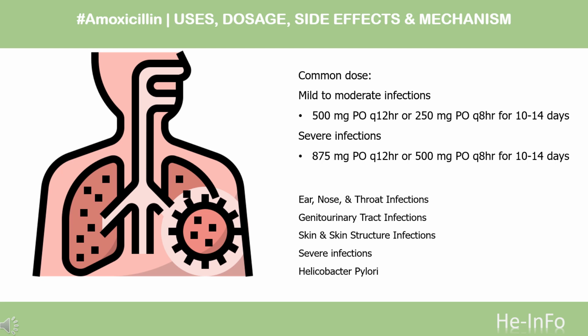Chlamydial infection in pregnant women, off-label. First trimester: 500 mg PO every 8 hours for 7 days.